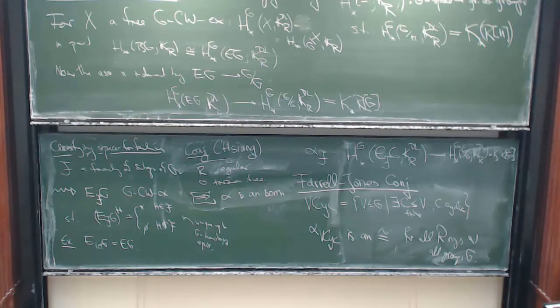Has anybody looked at the assembly map with finite coefficients, maybe finite coefficients away from the finite subgroups that arise? Not that I know of. Maybe this is probably a problem session question, we should ask it.